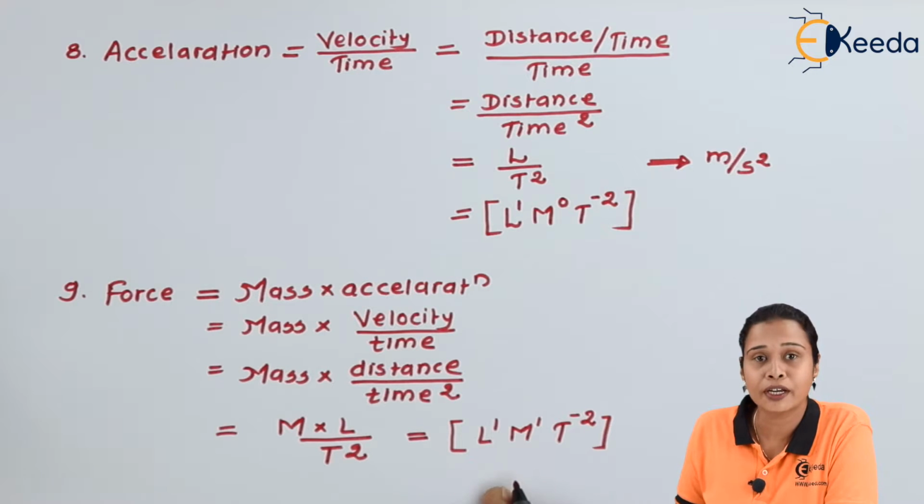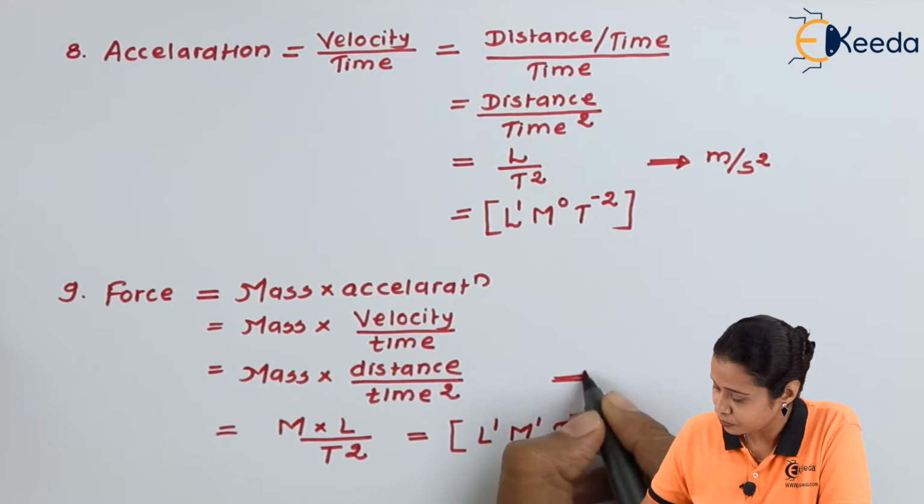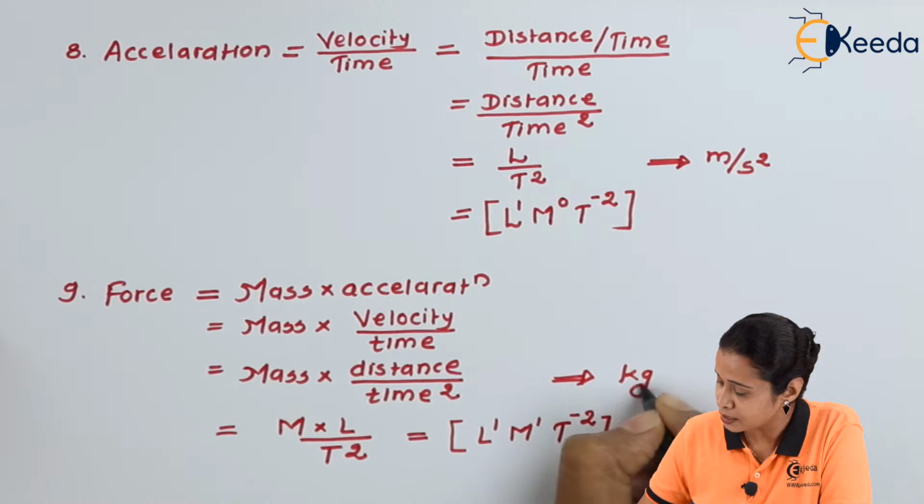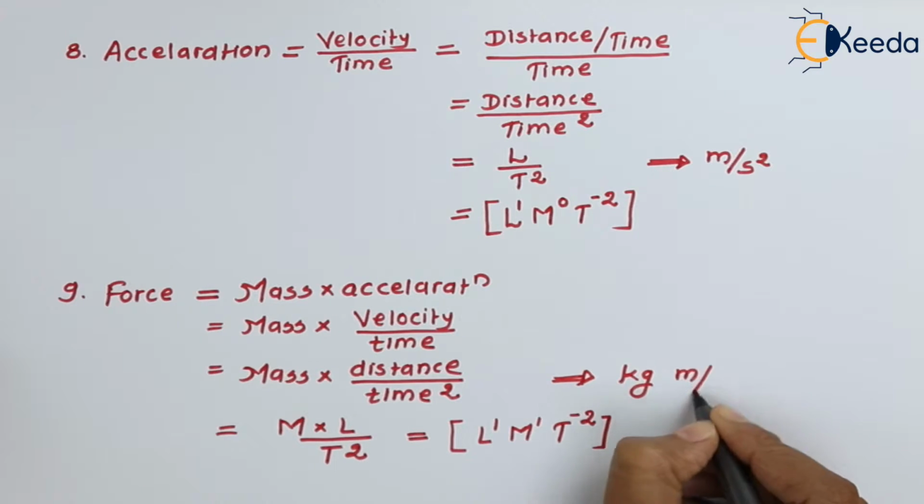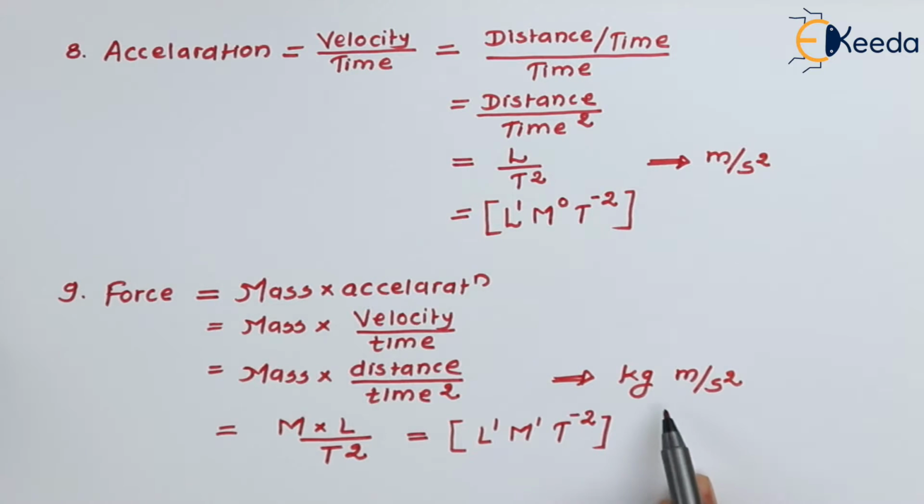Now if you want to find out the unit of force, we'll find it from this equation. The unit of mass is kg, kilograms, distance is in meter, and time is in second, so here we have second square. So kg meter per second square is the unit of force, and the dimension is in square bracket L1 m1 t -2.